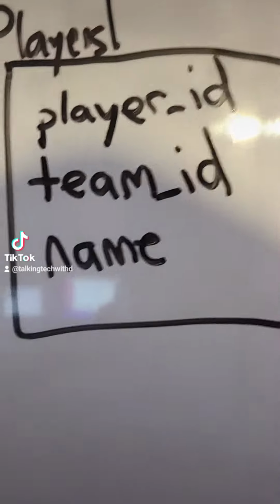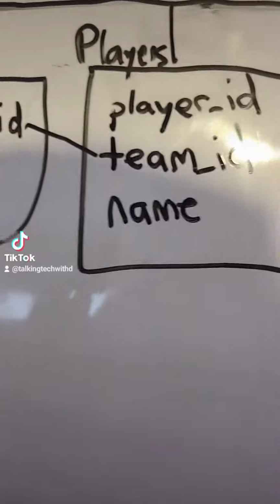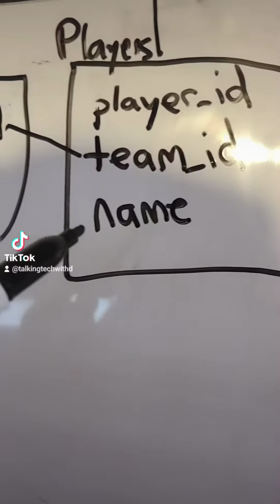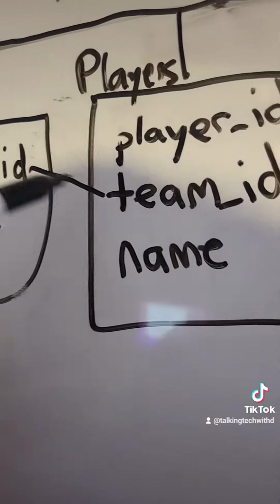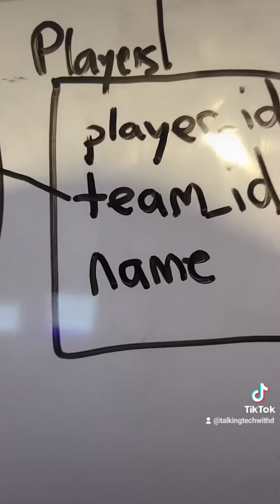Now you may ask, what's the team ID for? It's so that we can create a relationship between teams and players. This is how we can tell what player is on what team by that team ID. These relational columns are called foreign keys. So team ID is a foreign key.